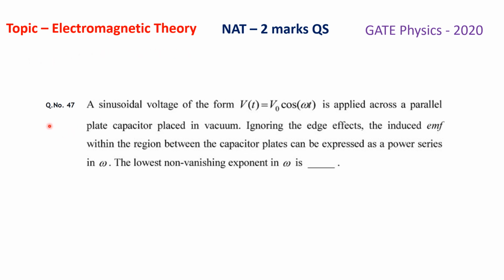The question is: a sinusoidal voltage of the form V(t) = V0 cos(omega t) is applied across a parallel plate capacitor placed in a vacuum. Ignoring the edge effects, the induced EMF within the region between capacitor plates can be expressed as a power series in omega. The lowest non-vanishing exponent in omega is. So let us see how to solve this problem.